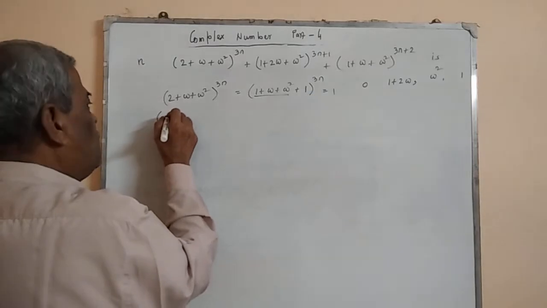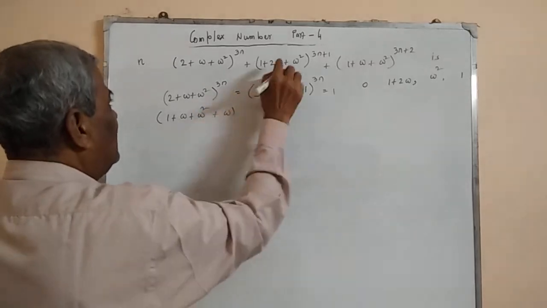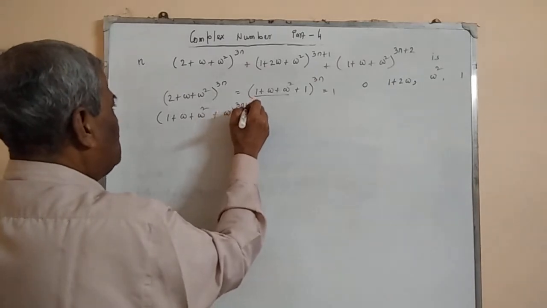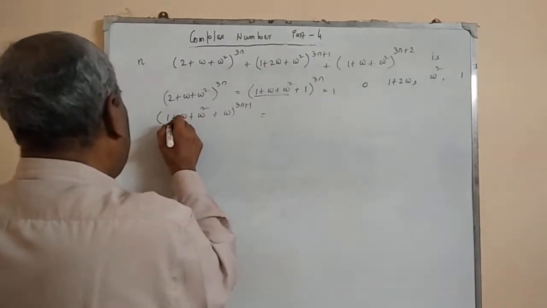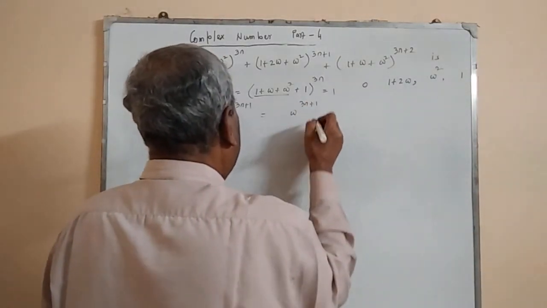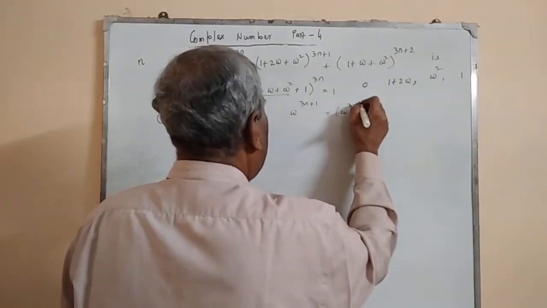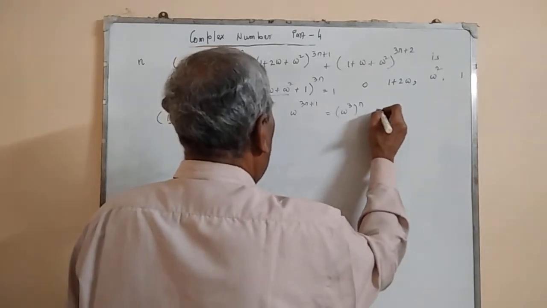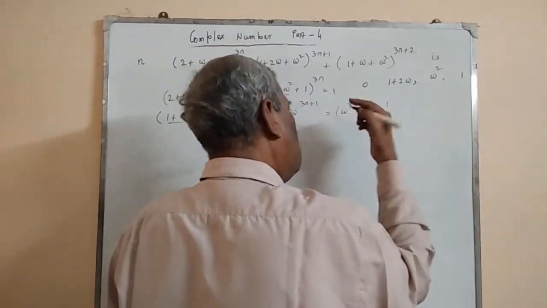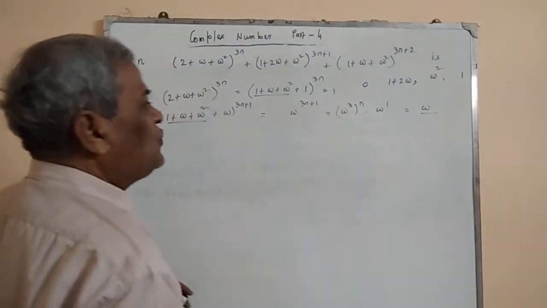Second one, it is 1 plus omega square plus omega, 1 plus 2 omega plus this, that to the power 3n plus 1. Now this is 0. So it is omega to the power 3n plus 1. It is equal to omega to the power 3 whole to the power n, omega to the power 3n into omega to the power 1. Now omega cube is 1, to the power n is 1, so it is equal to omega. The second one is omega.